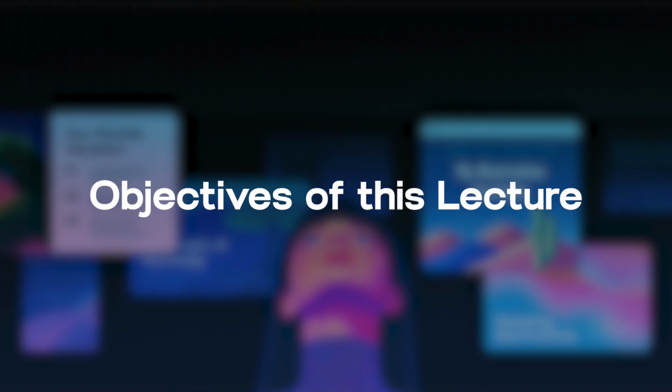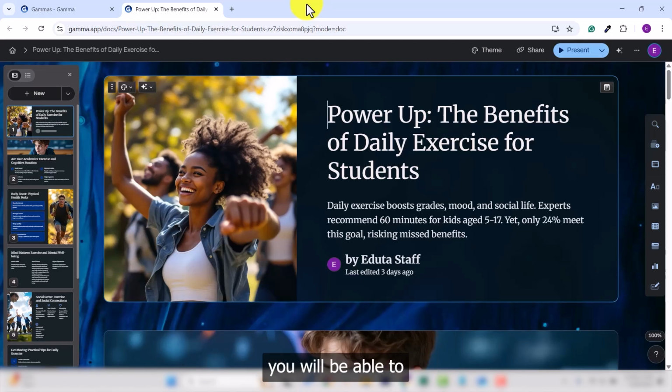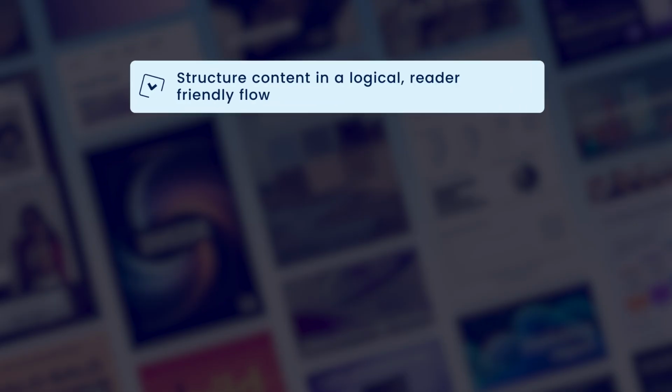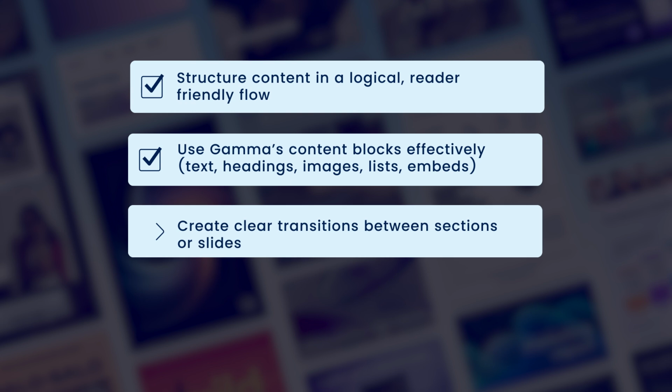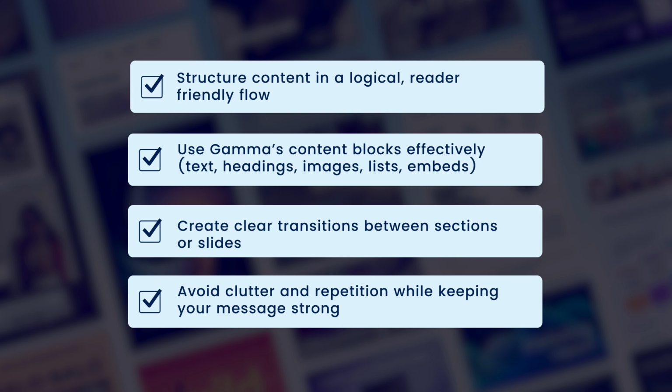Objectives of this lecture. By the end of this lecture, you will be able to structure content in a logical, reader-friendly flow, use Gamma's content blocks effectively: text, headings, images, lists, embeds. Create clear transitions between sections or slides. Avoid clutter and repetition while keeping your message strong.